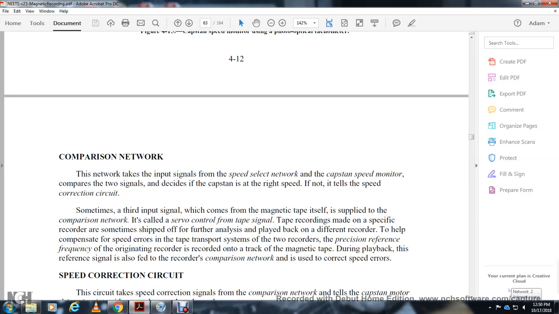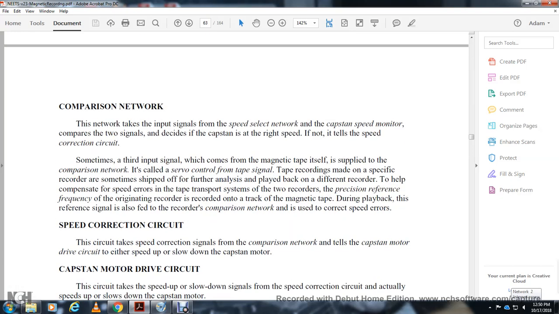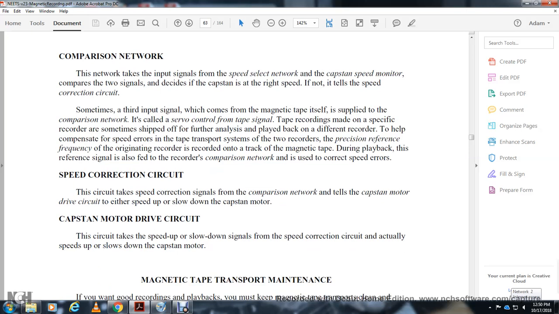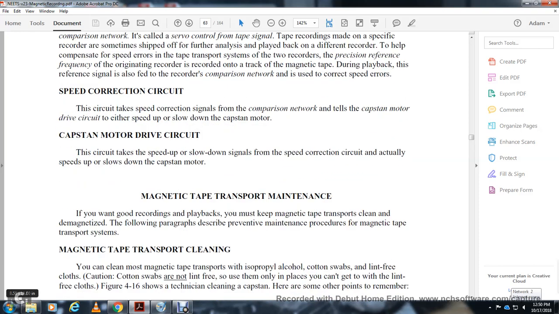If the recorder records the precision reference frequency at the operating speed on a track of the magnetic tape, then during playback that reference is fed to the recorder's comparison network to correct the speed error. The speed correction circuit takes the speed correction signal from the comparison network to the capstan motor drive circuit, which speeds up or slows down the capstan motor.